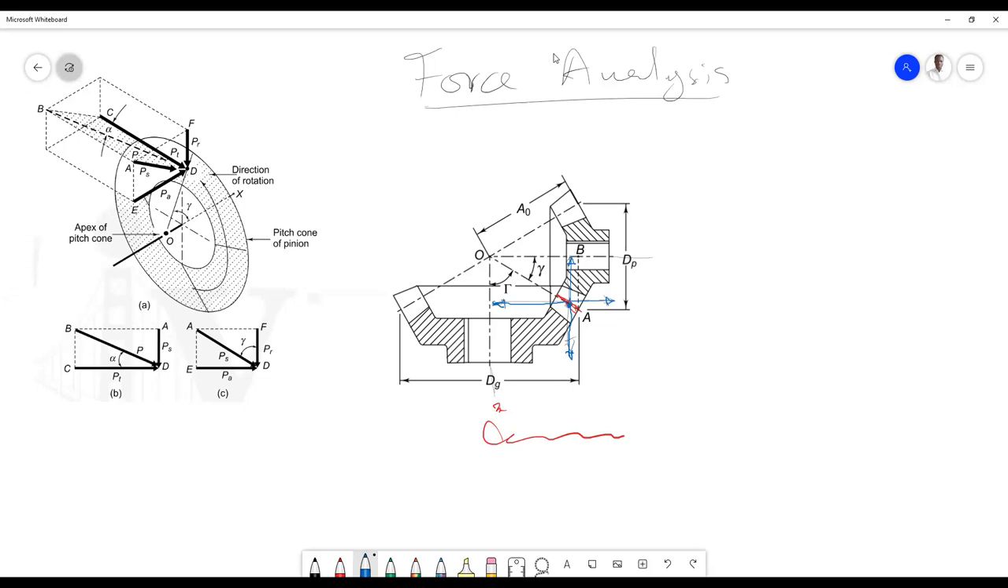Then we also have the force which we call the tangential force. The tangential force is the force that will cause useful work, okay? Or that will be able to transmit the power from the pinion to the gear or vice versa. And the tangential force usually acts along the pressure line. Okay, that pressure line means that the tangential force is tangential to the pitch cone of the bevel. All right, so with that basic understanding, let's look at how we can follow.